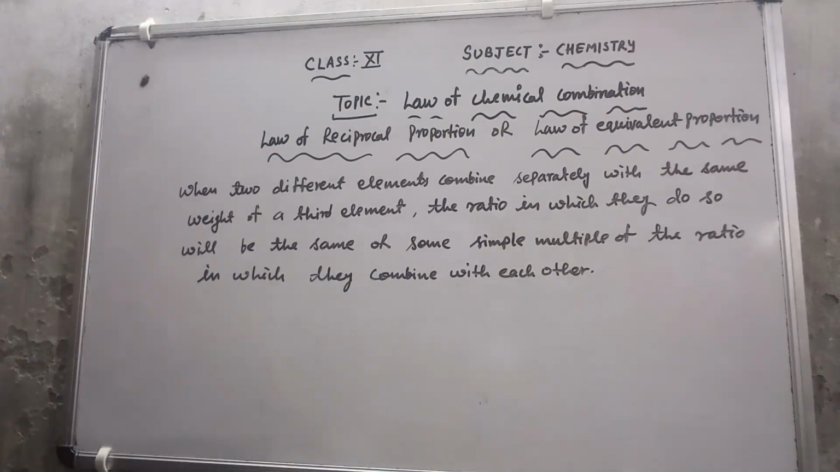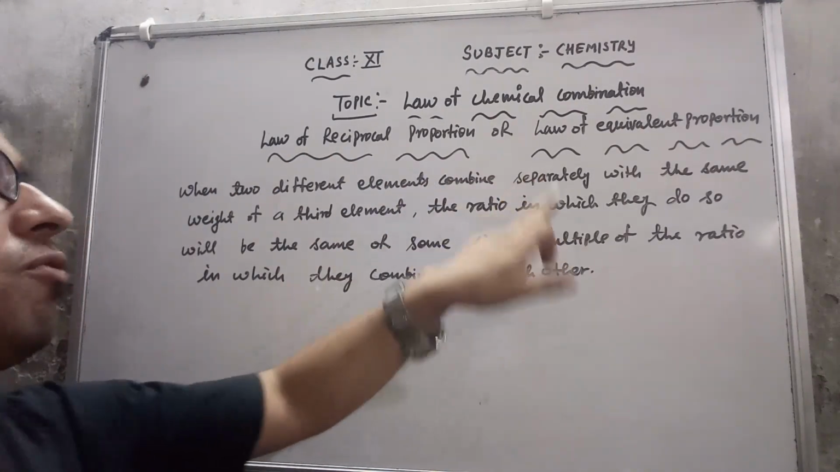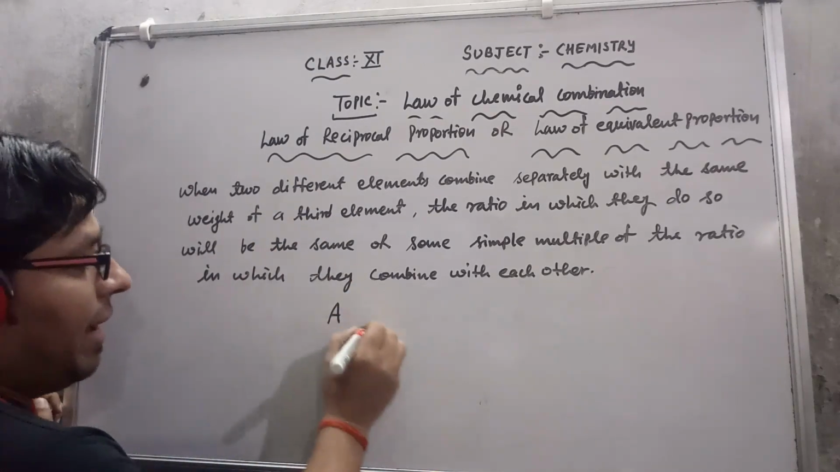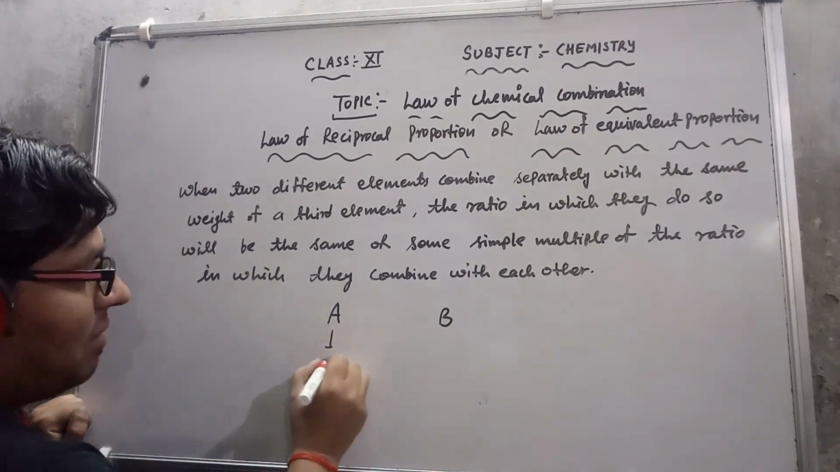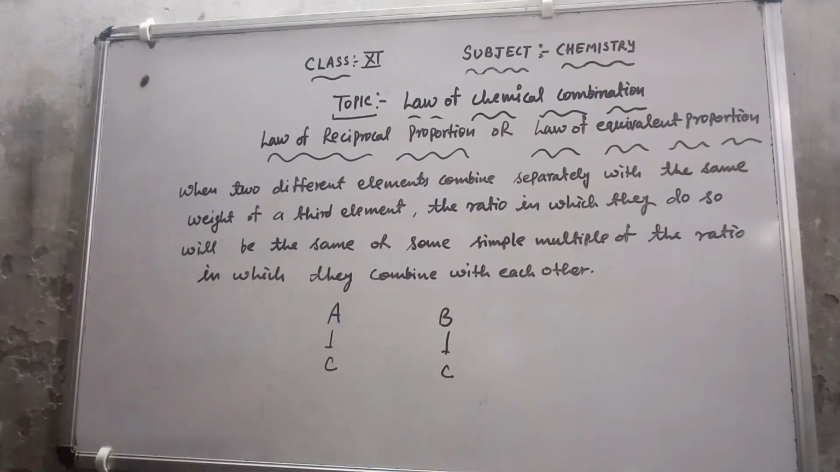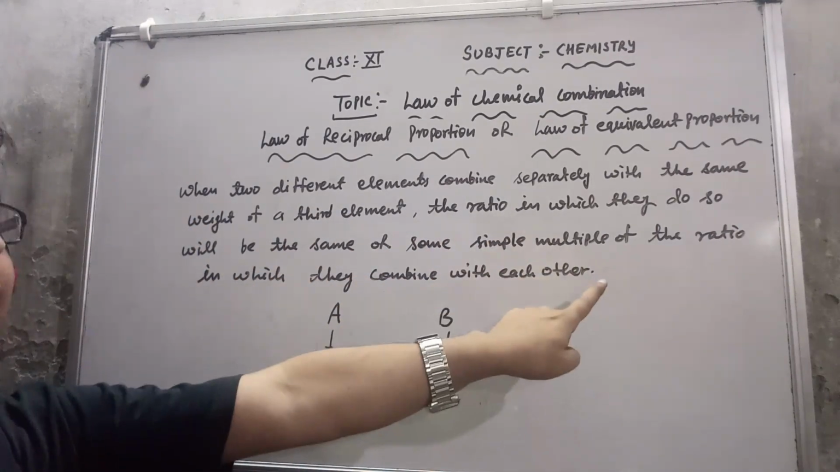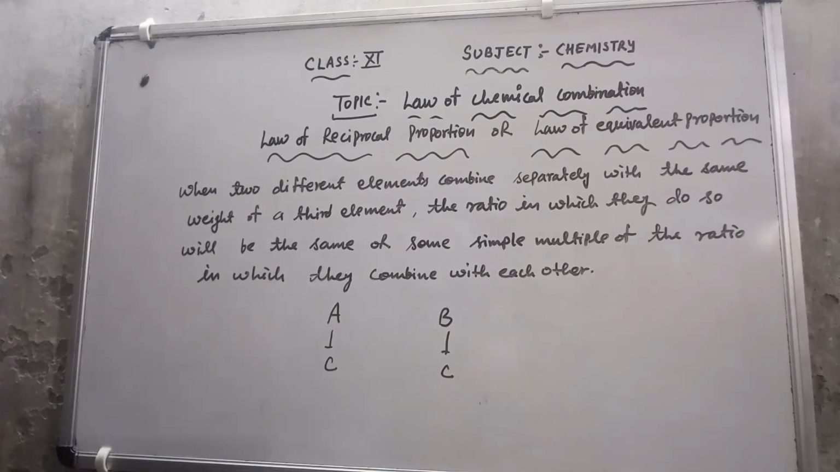That is the law. So again I am saying, when two different elements combine separately with the same weight of a third element, like suppose A and B are two different elements, they are going to combine with C, with the same weight of that element. Then the ratio in which they do so will be the same or some simple multiple of the ratio in which they combine with each other.